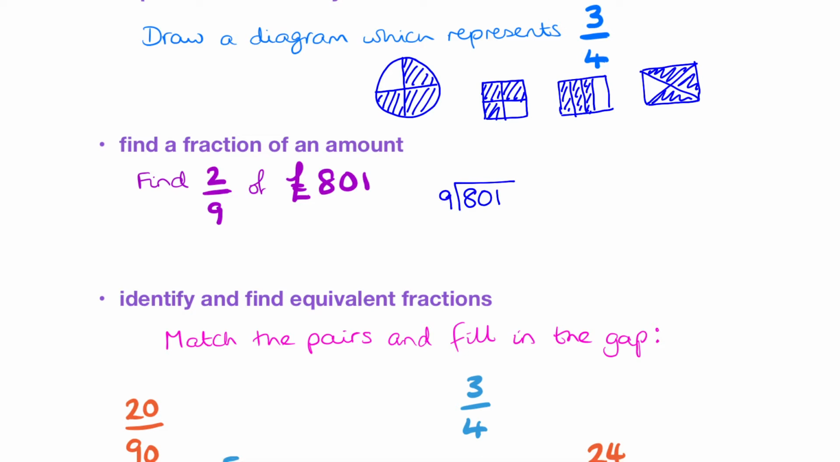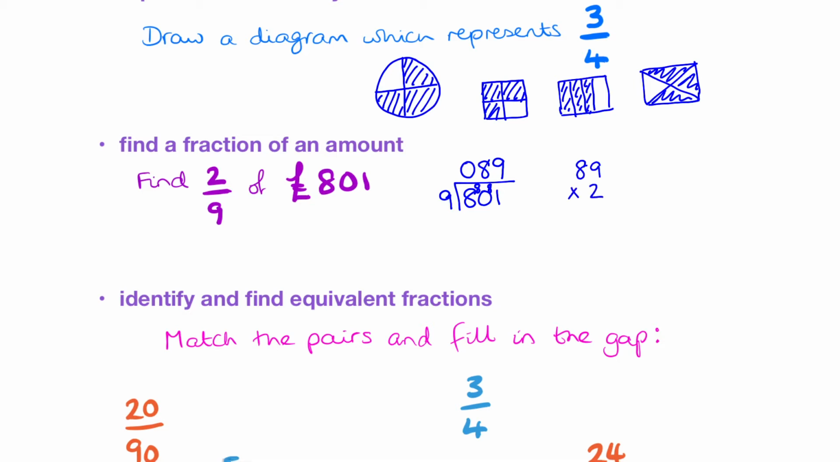So 9 into 8 doesn't go, so we can carry 8. And then 9 into 80, need to think how many 9s are in 80. Go up your 9 times table. You'll get to 72, which is 8 9s. And again, that leaves 8 left over, doesn't it? And 9 into 81 goes 9 times. So 1/9 of £801 is £89. Okay? But we need 2/9, so we need to do 89, either times 2 or add 89.